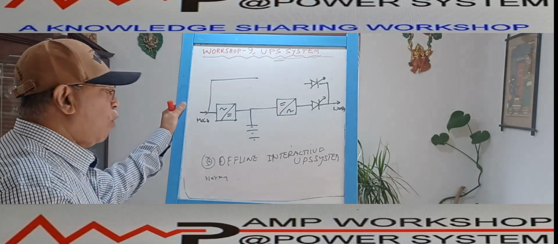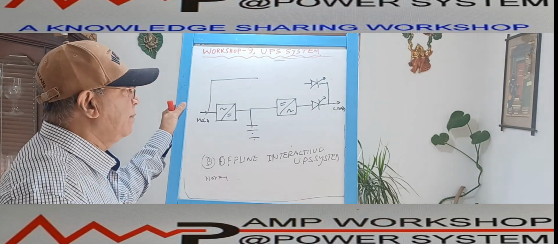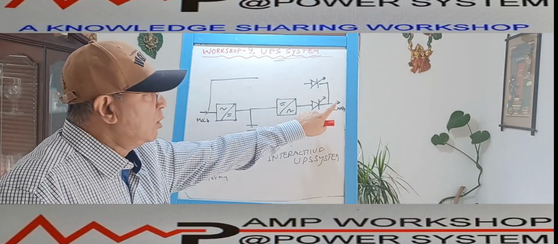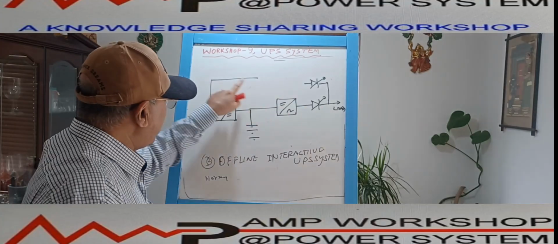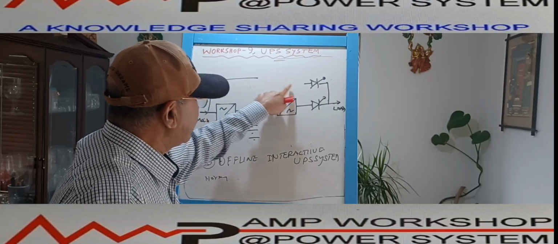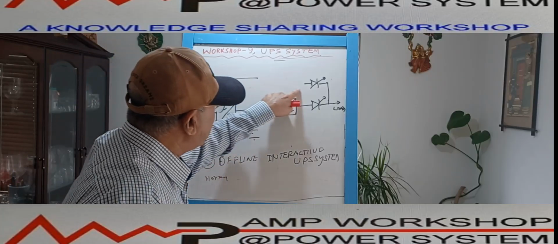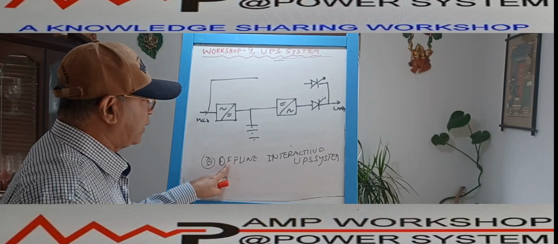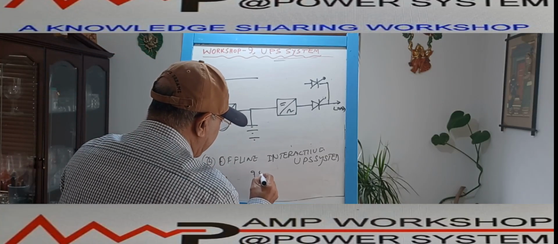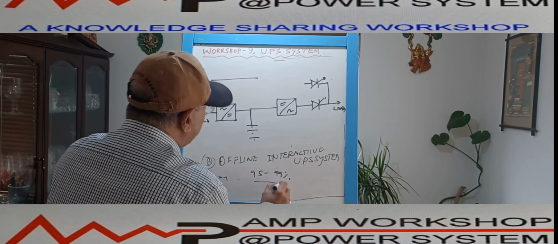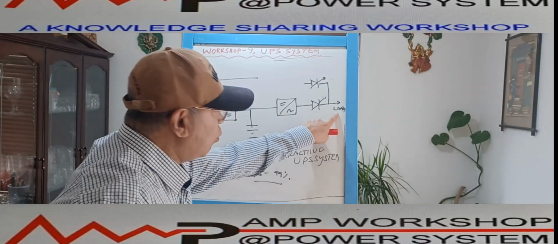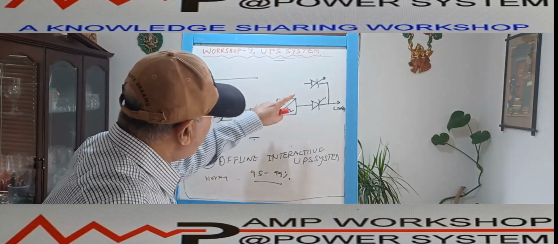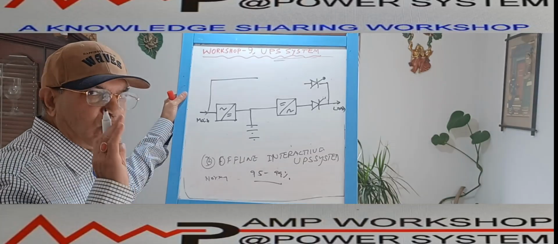Now, in case of offline interactive UPS system, this bypass supply, if the load is sensitive to voltage fluctuation, to avoid that fluctuation, when this load is running from this, as it is offline, so most of the time it will be running from this, right? As the interactive UPS system is an offline UPS system, 95 to 99% time, it will be running through the bypass. But if the load is sensitive to voltage fluctuation or the harmonics, then we can modify the bypass line. How? There are two ways.